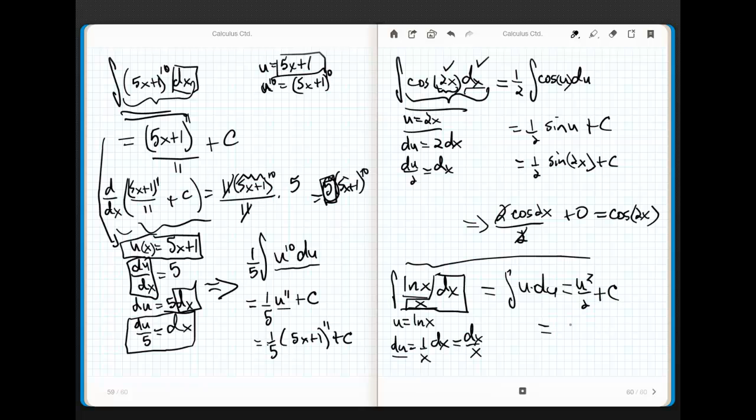And I'm just going to back substitute to get back as a function of x. This is the natural log of x. Be careful here. It's not the natural log of x squared. It's the natural log of x, squared, over 2 plus c. And if I wanted to prove it, I could take the derivative of this, and I would get the integrand, and life would be glorious.